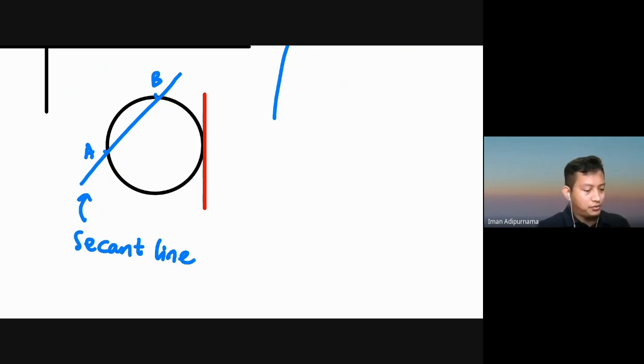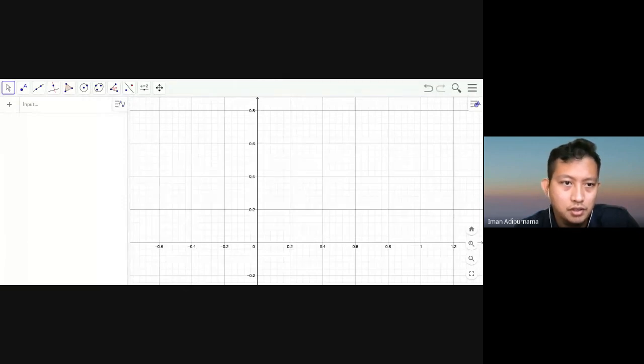Okay, let me go through the website, the GeoGebra, so you can see what it looks like. So let me stop this presentation for a while, and let me present the other website. Okay. All right. Okay, I hope you can see the GeoGebra. This is the GeoGebra Classic.